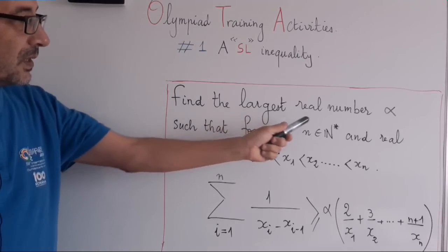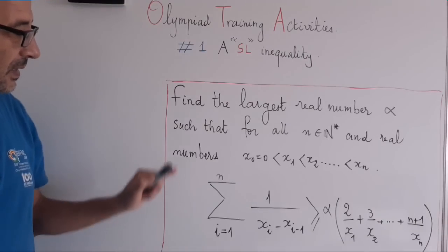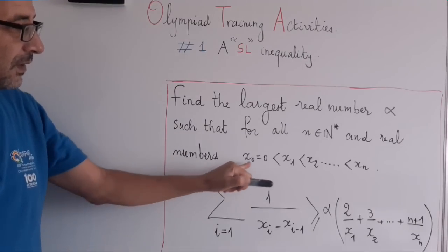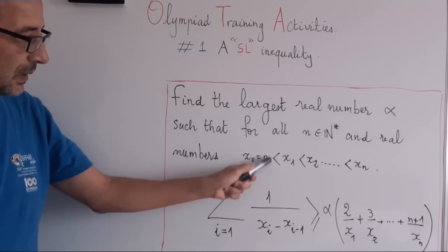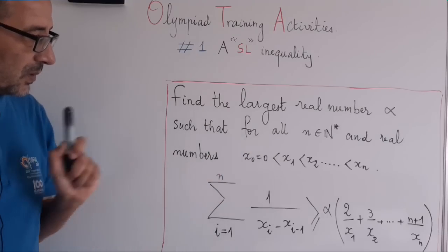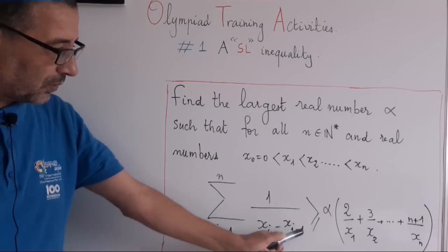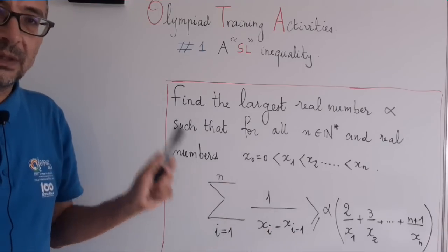Find the largest real number alpha such that for every finite increasing sequence with this first term equal to 0, we have to prove this inequality.